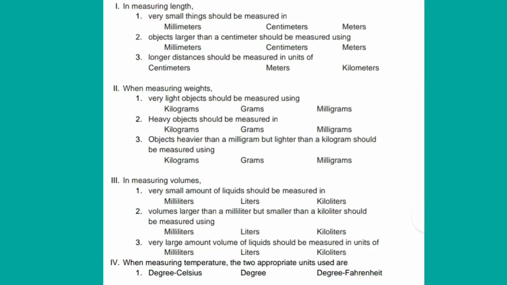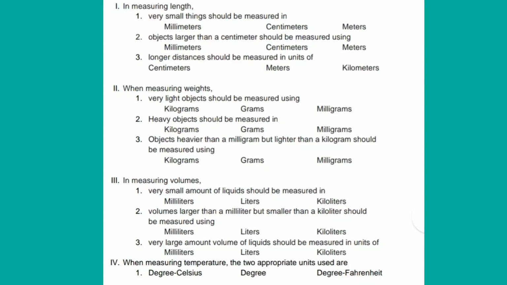Okay, let's have when measuring weights. Very light objects should be measured using milligrams. Okay, very good. Number 2, heavy objects should be measured in. What's your answer? Kilograms. Wow, very good. Number 3, objects heavier than a milligram but lighter than a kilogram should be measured using grams. Wow, very good. That is the answer.